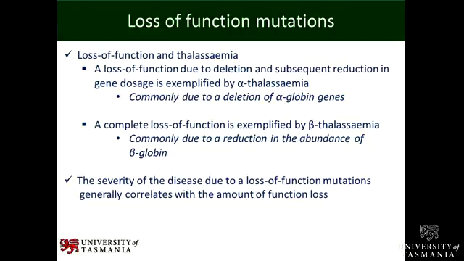A complete loss of function is exemplified by beta thalassemia. There's not usually any gene dosage effect. It's gone. That function is completely gone. And the severity of the disease is due to these particular losses of function. So if you've got a slight loss of function, you may have a severity that is not as severe as a complete loss of function, obviously, and so on. So it's all about gene dosage. And there's a whole range of diseases, as you're probably aware, that fall under this.